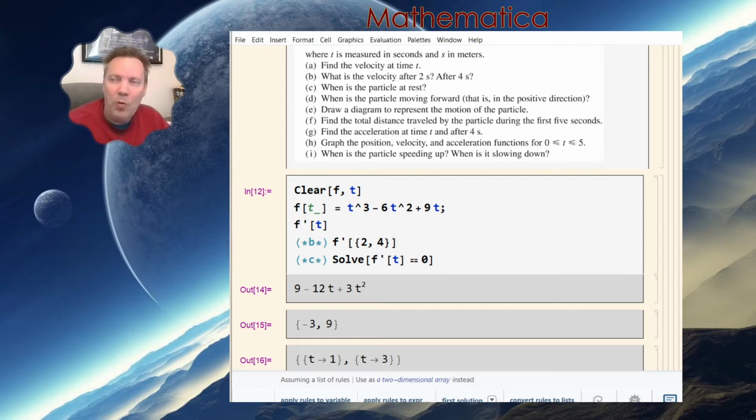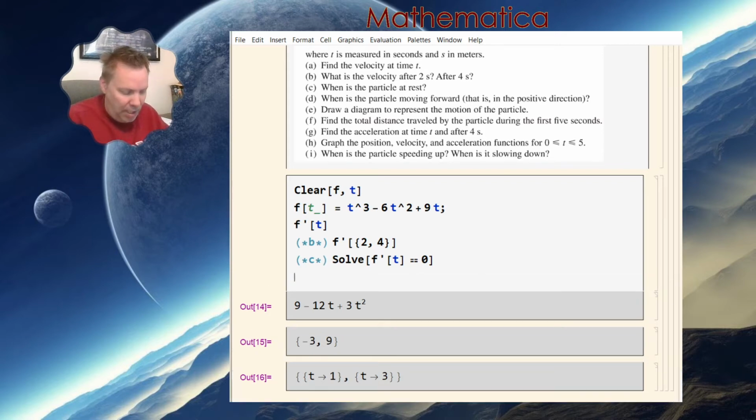But does it move forwards, backwards? That's part D. And that's where I'm going to probably write down some stuff, but I'm going to do one little calculation first. And then I'll write it down, and we'll see why I did this calculation. So for part D, it says, when is the particle moving forwards? That is the positive direction. Well, I have two critical numbers here. I have the number 1, the number 3. t equals 1 and t equals 3.